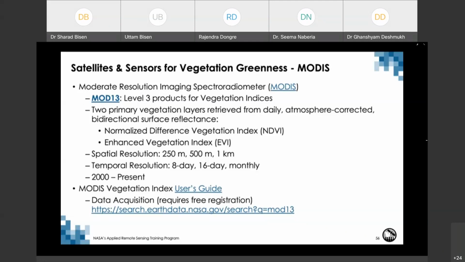The spatial resolution of NDVI and EVI products are 250 meter, 500 meter, and 1 kilometer. The temporal resolution of these products are 8-day, 16-day, monthly, from 2000 until the present.